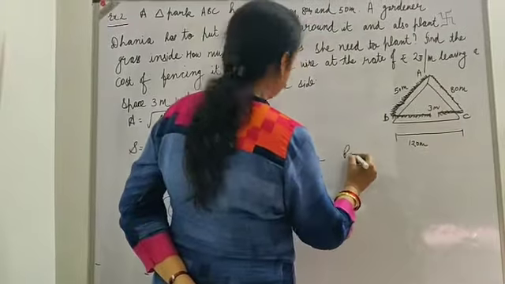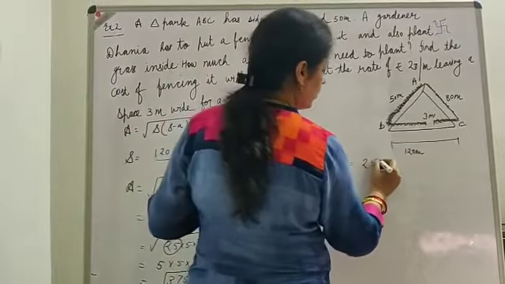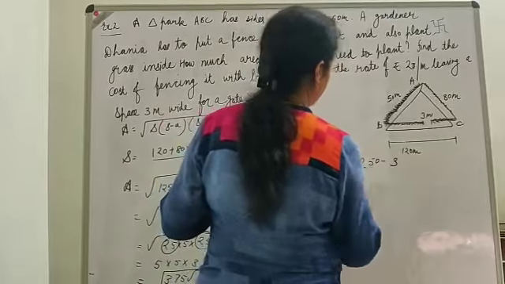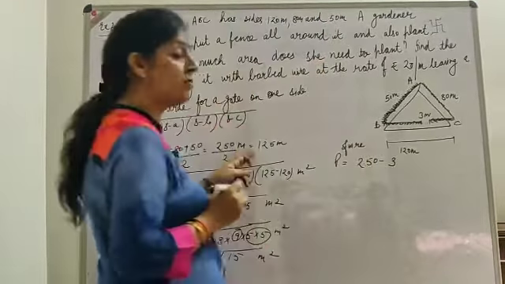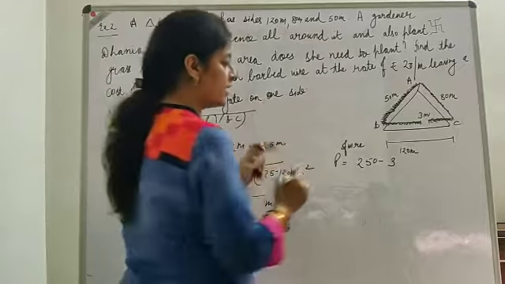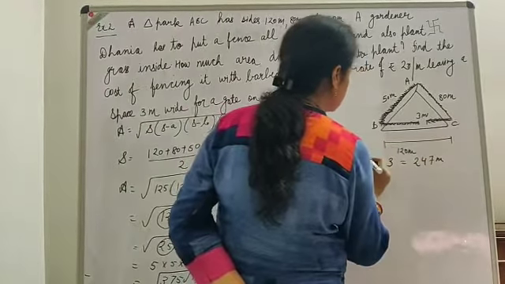So perimeter, earlier we have found that this is equal to 250. 250 minus 3, perimeter of wire. This was perimeter of park. This is the perimeter of wire. Minus 3 is equal to 247 meter.